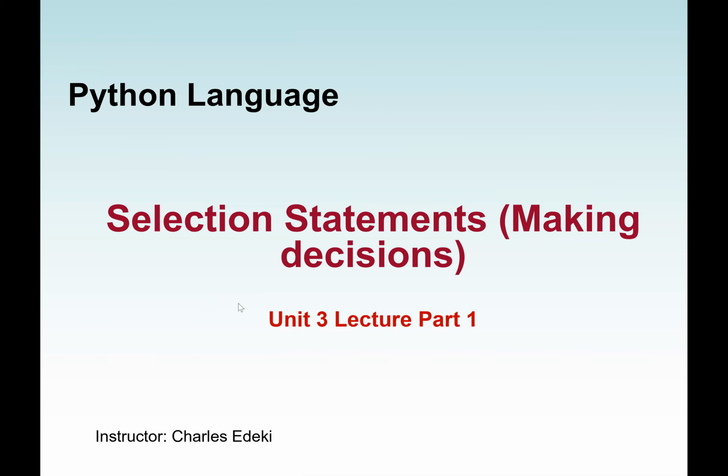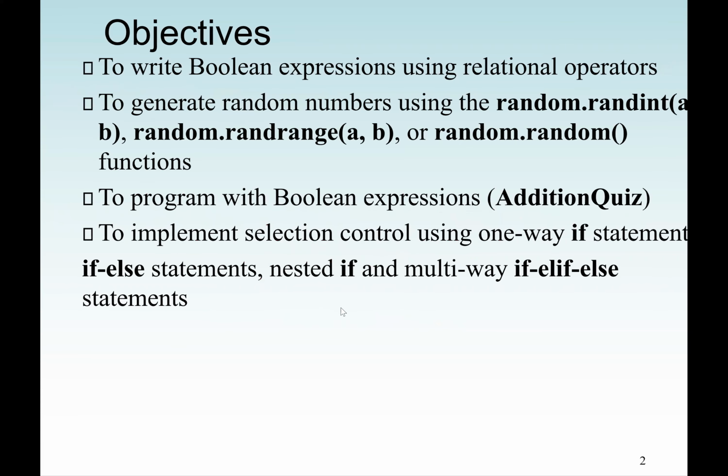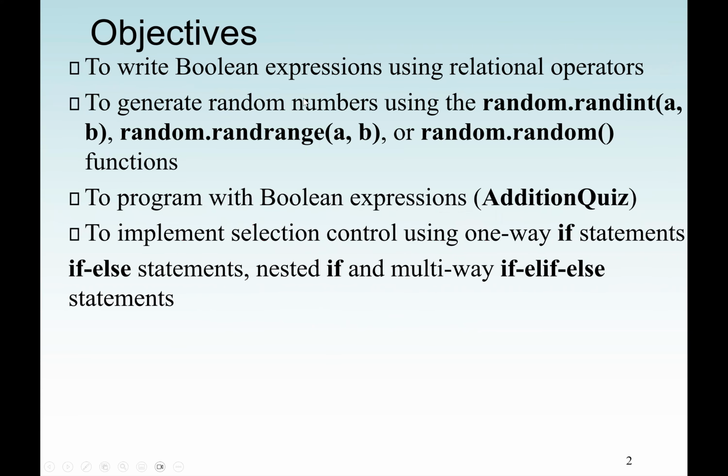In this lecture, we're going to cover the selection statements in Python, and it covers chapter 3 of our course textbook. Our main objective is to write Boolean expressions using relational operators. In Python, again, we have 6 different types of relational operators. We're also going to use the random class to generate random values. We're also going to learn how to program with Boolean expressions, that is using, again, the relational operators, and also the selection control structures.